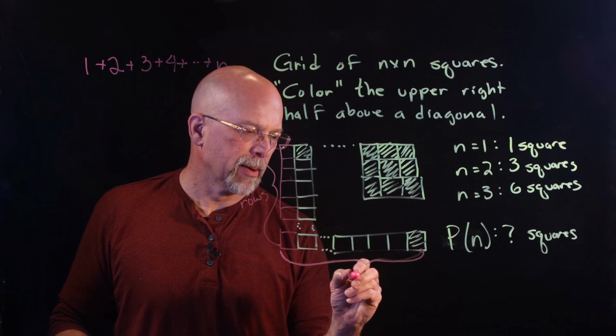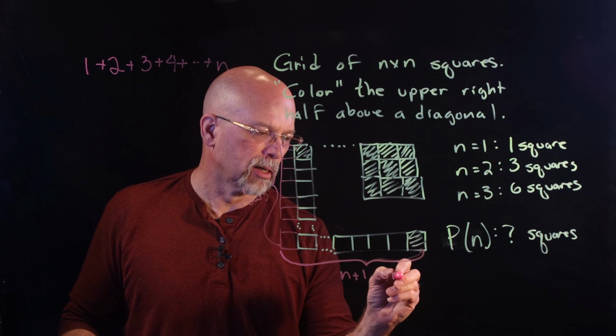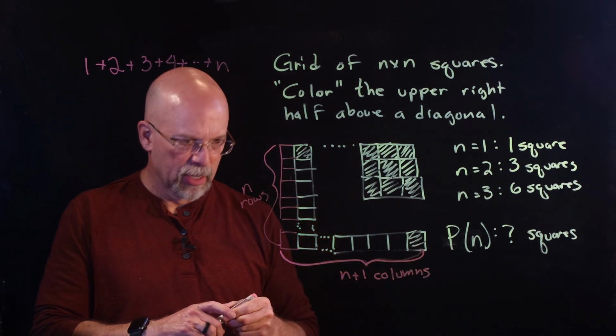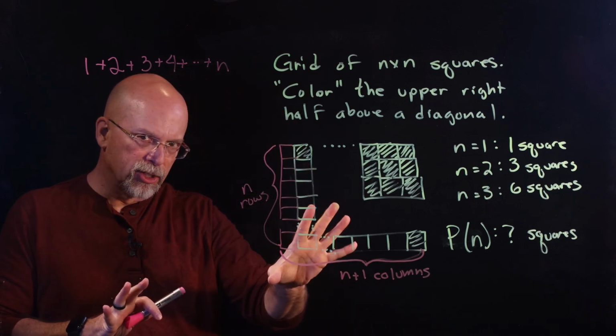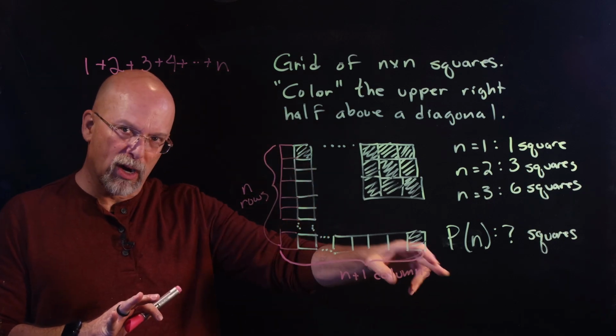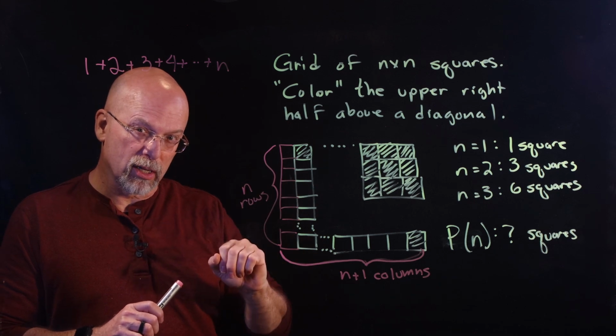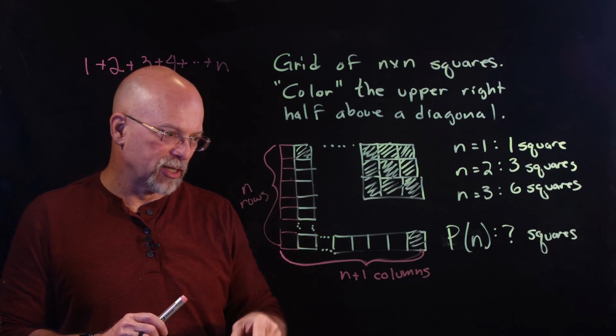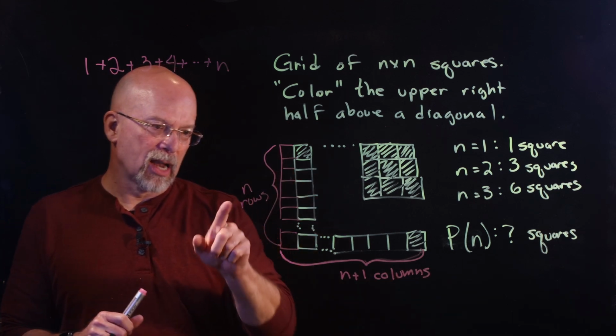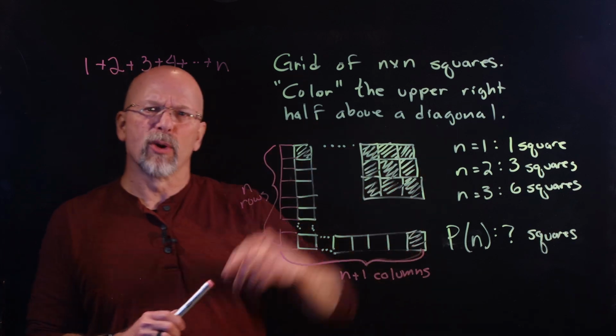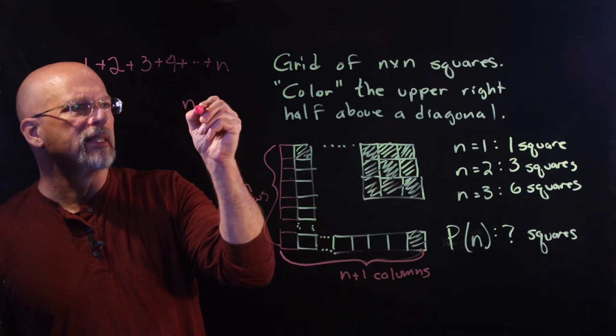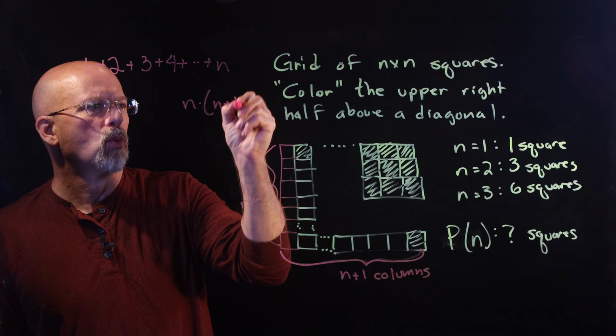By n plus 1 columns. All right? So we just simply added another column, didn't shade anything in. Now exactly half of our squares are shaded, half are unshaded. I have n plus 1 columns and rows. How many grids do I have? Well, that's pretty easy, right? It's n times n plus 1.